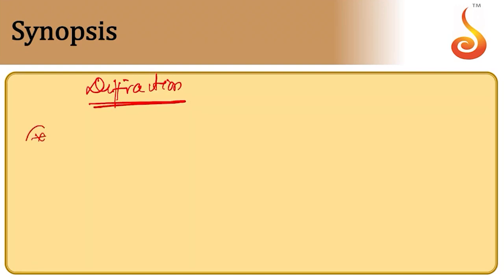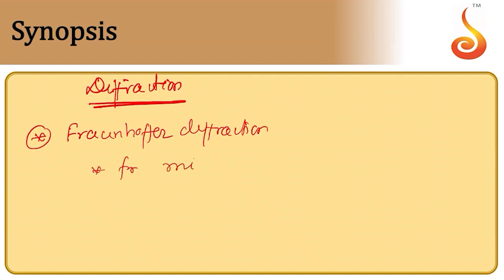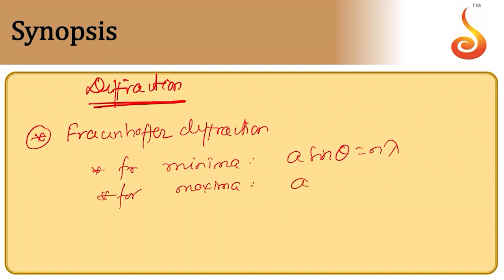Diffraction. In Fraunhofer diffraction, for minima, a sin theta is equal to n lambda, and for maxima, a sin theta is equal to (2n plus 1) into lambda by 2.